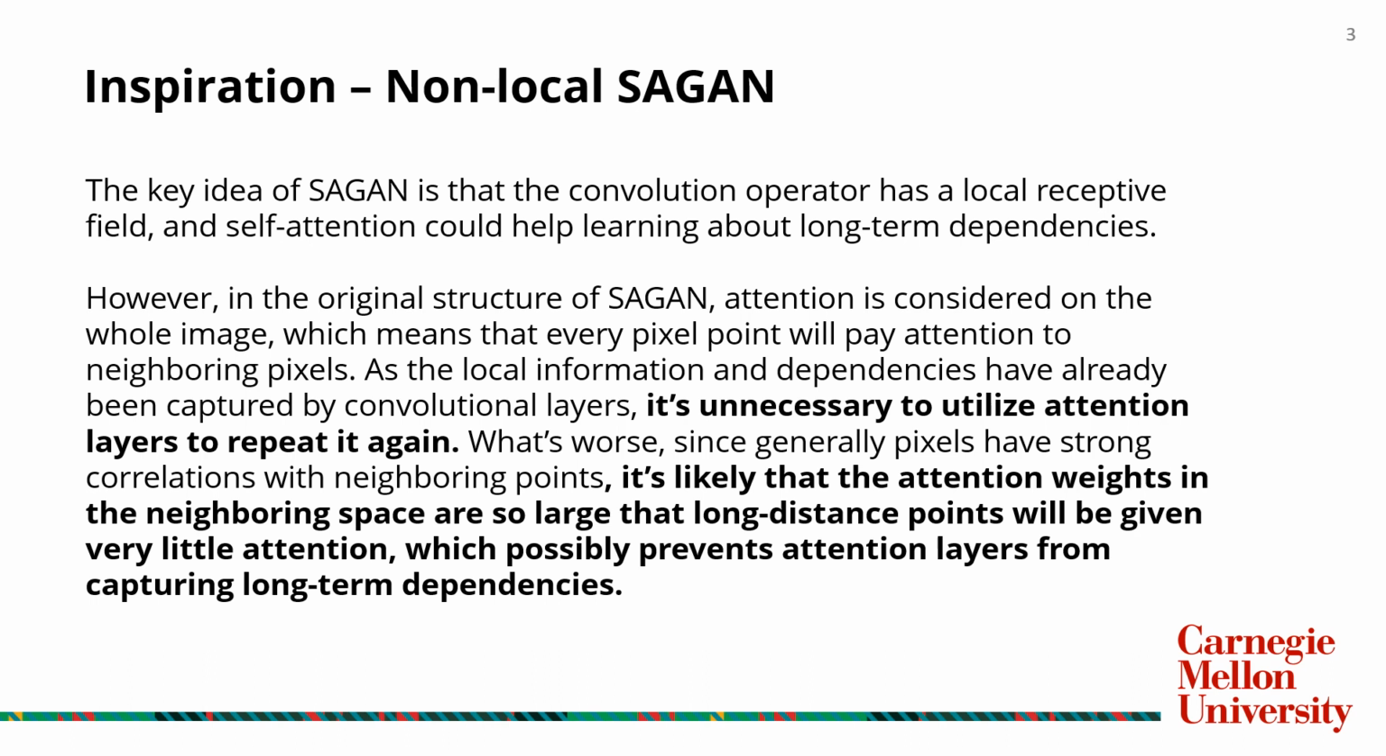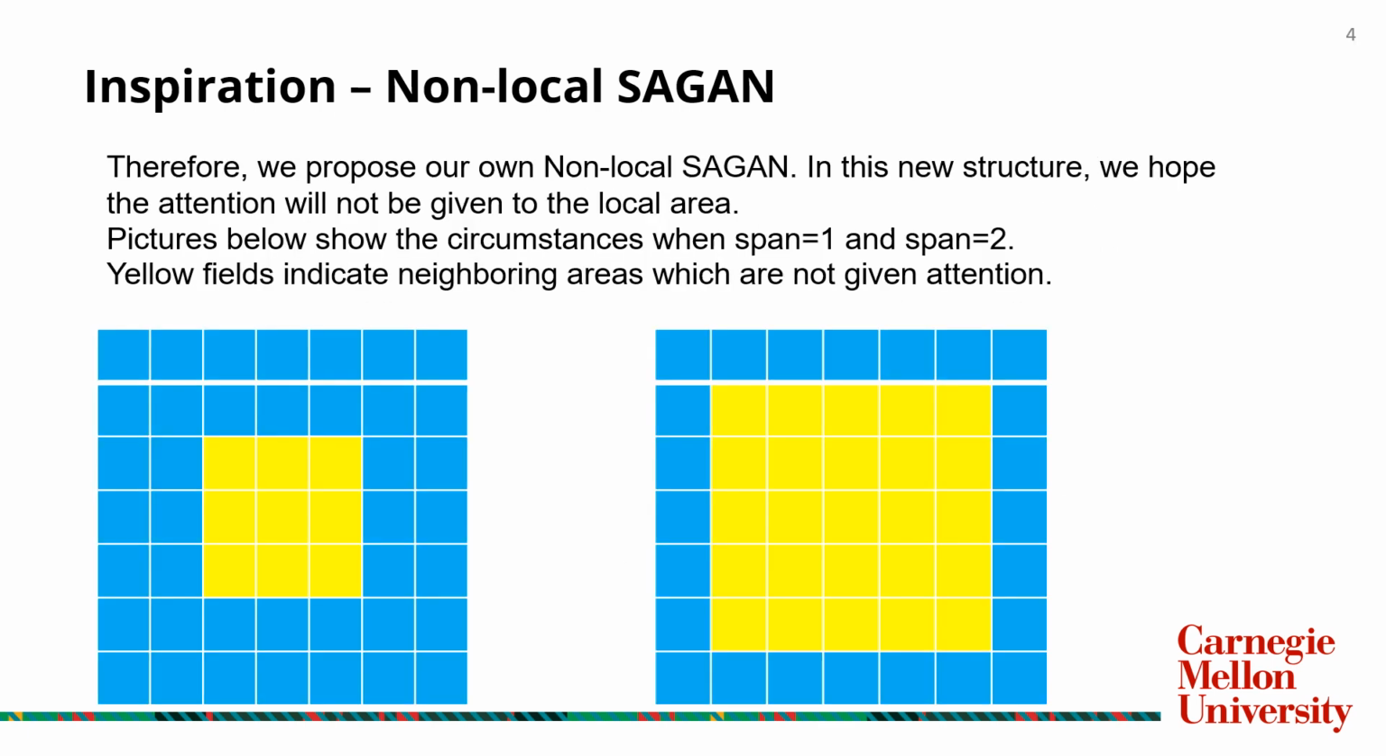However, in the original structure of SAGN, attention is considered on the whole image, which means that every pixel point will pay attention to neighboring pixels, as local information and dependencies have already been captured by convolution layers. It's unnecessary to utilize attention layers to repeat it again. What's worse, since pixels generally have strong correlations with neighboring points, it's likely that the attention weights in the neighboring space are so large that long-distance points will be given very little attention, which possibly prevents attention layers from capturing long-term dependencies. Therefore, we propose our own non-local SAGN.